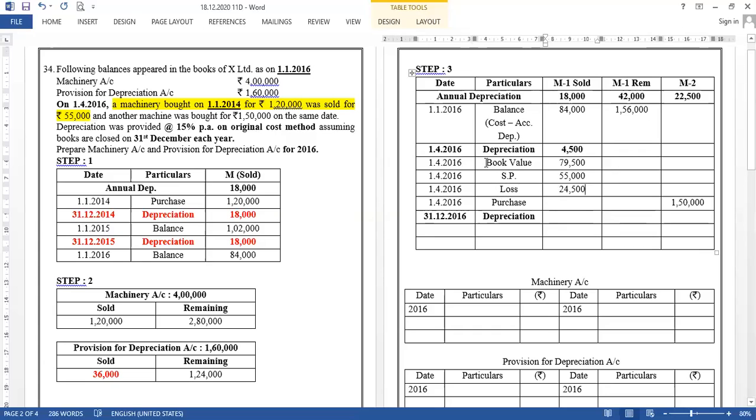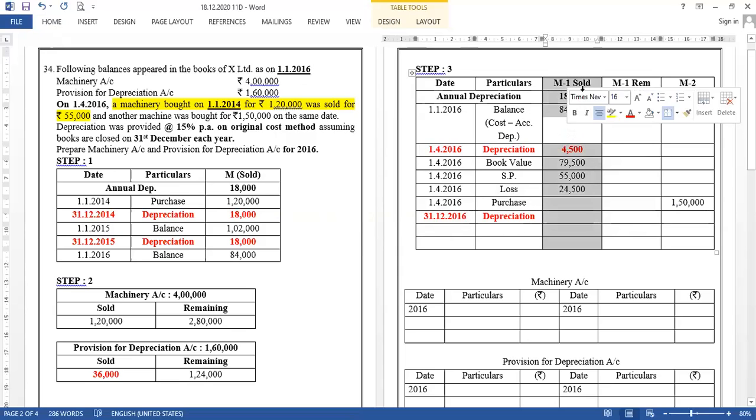So we are done with the working as on the date of sale, 1/4, and we have also recorded the purchases. The next line is for depreciation again. So now depreciation over here. Can you tell me what amount of depreciation I should charge?